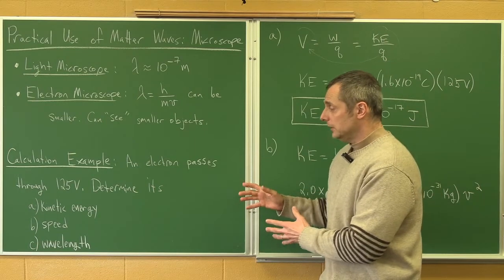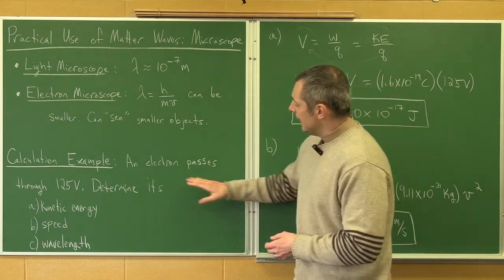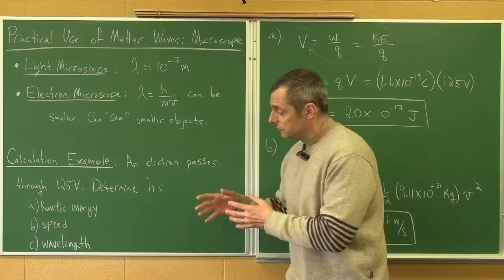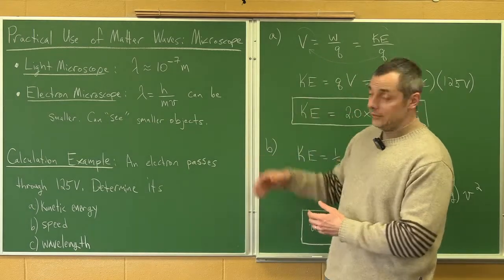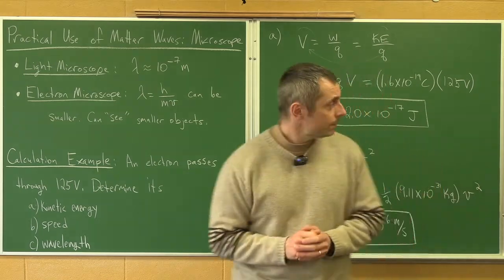The next thing, a calculation example. So here's something you might encounter maybe on a test. An electron passes through 125 volts, determine its kinetic energy, its speed, and its wavelength. So before I move on, let me create a pause to allow you to copy these notes down. All right, let's move on.